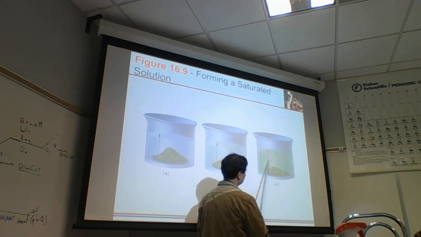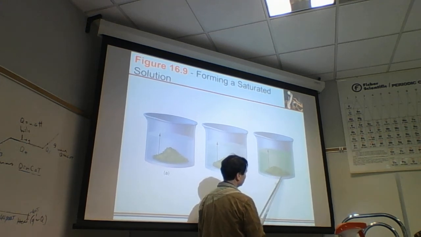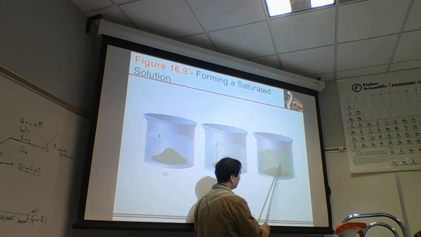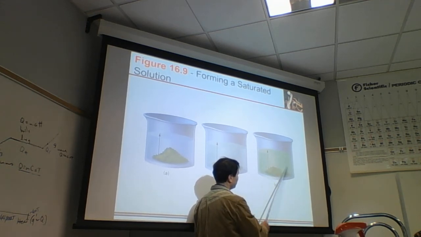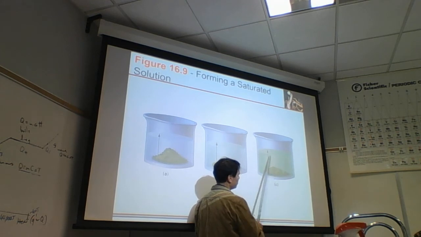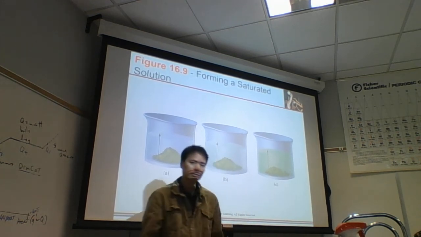In other words, the dissolution rate is equal to the crystallization rate. You have a situation where there's no more net change. However, it's going in circles. It never stops. So this is dynamic, but since it's going in circles, there's no change. It's in equilibrium. It's in dynamic equilibrium.